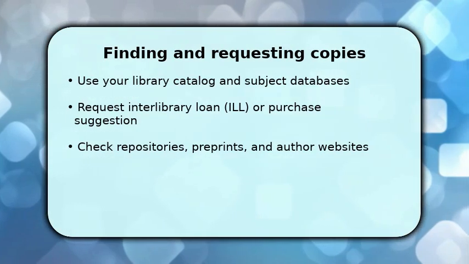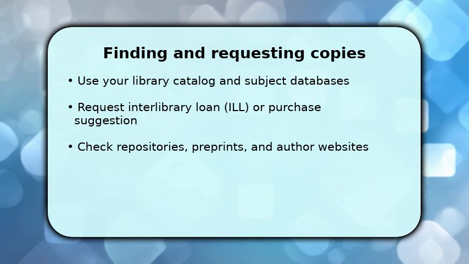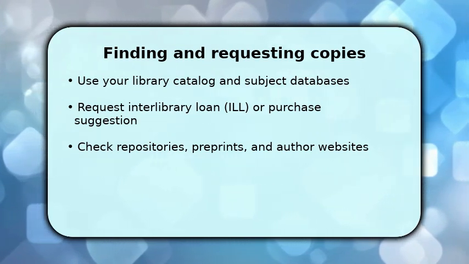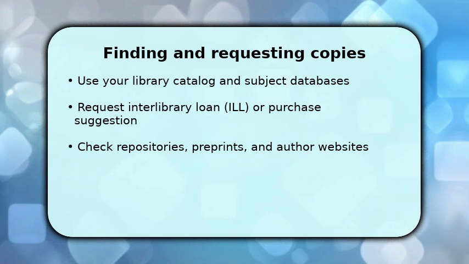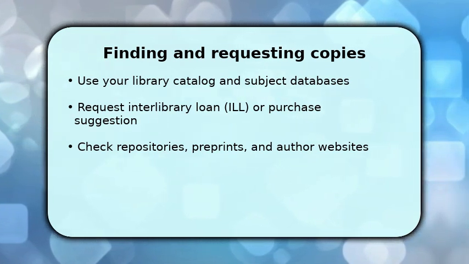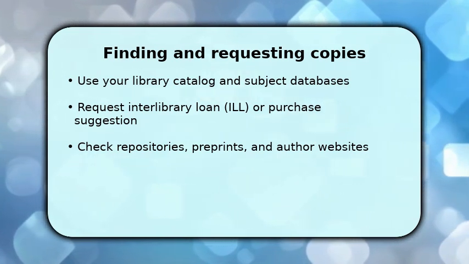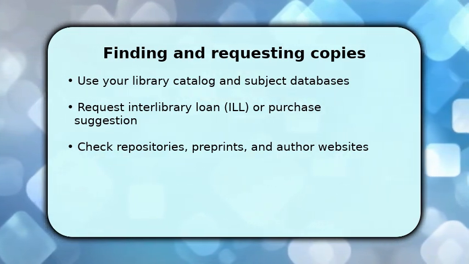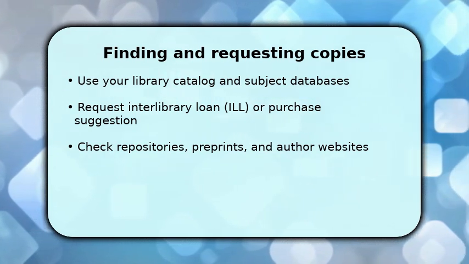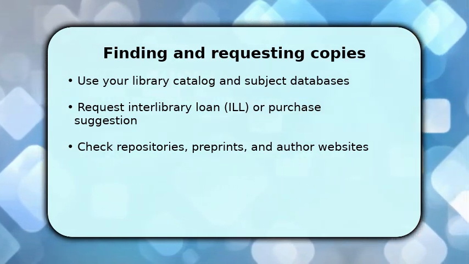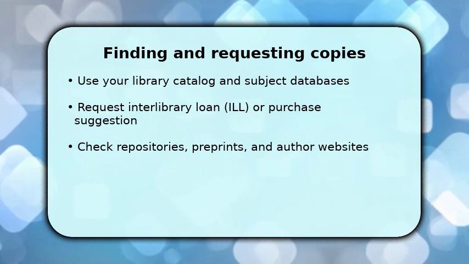Next, use your library catalog and subject databases to locate the exact title and edition you need. If your library lacks it, request an interlibrary loan or submit a purchase suggestion. These processes usually take days to weeks, but are legitimate. Also search academic repositories, preprint servers, and the author's website for legally shared copies.